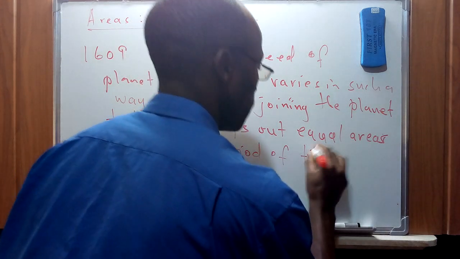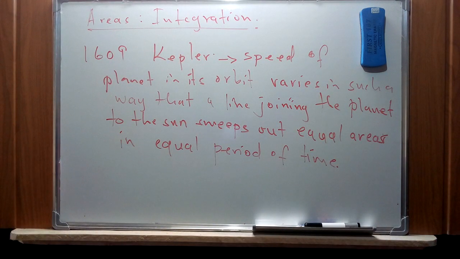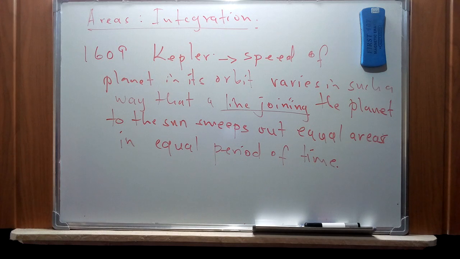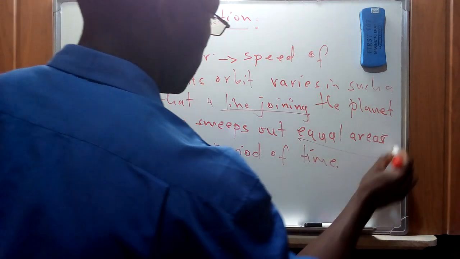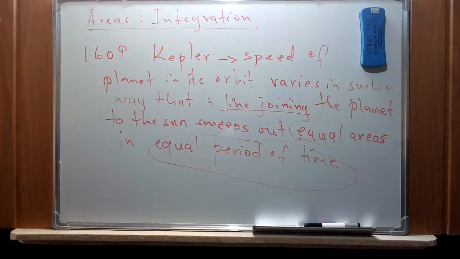We shall use a demonstration to try and demonstrate the argument of Johannes Kepler that the speed of a planet in its orbit varies in such a way that the line joining the planet to the sun sweeps out equal areas in equal periods of time. So you can see this concept of equal areas and equal periods of time.